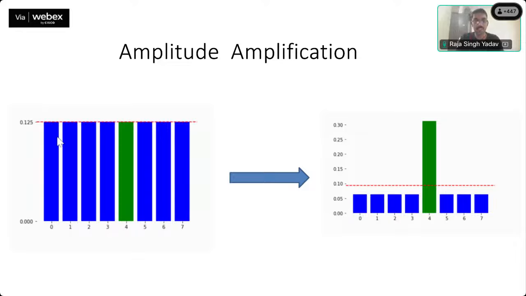If you can see the comparison here, on the left side it is 0.125 for all from 0 to 7, correct? But on the right side you'll see, except 4, from 0 to 3 and 5 to 7, their amplitude got reduced from 0.125 to 0.05. And for the marked element which I was looking for, its amplitude got doubled from 0.125 to 0.30. So this is the idea of Grover's algorithm. The amplitude of the element you want should be increased, whereas the amplitude of the rest of the elements should decrease. That is exactly what the amplitude amplification method does.